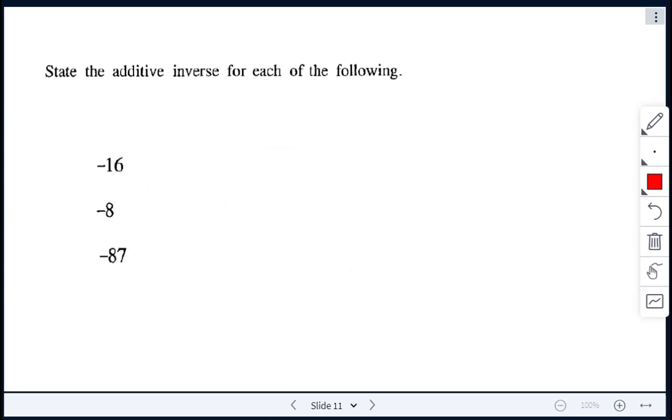The last thing here, this is for grade 8s. It's in the grade 8's homework. It says to state the additive inverse for each of the following. So we're just looking for the opposite. If we have negative 16, the additive inverse of that would be positive 16. If we have negative 8, the additive inverse would be positive 8. And then negative 87, it would be positive 87.